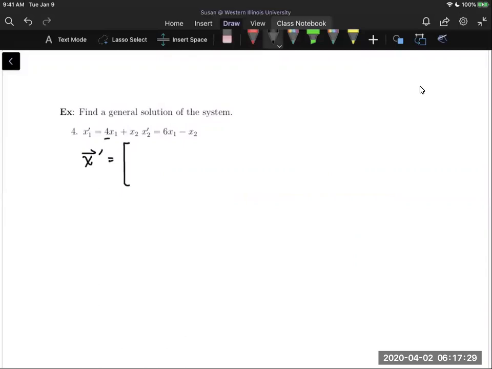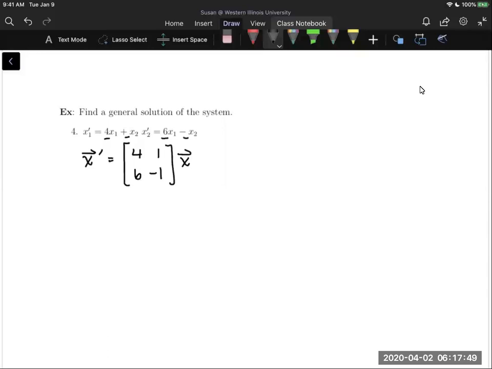So for x1, the coefficients are 4 and 1. So those are going across the top row. For x2, the coefficients are 6 and negative 1. So there's my coefficient matrix. And then, of course, we're multiplied by x, which is x1, x2.